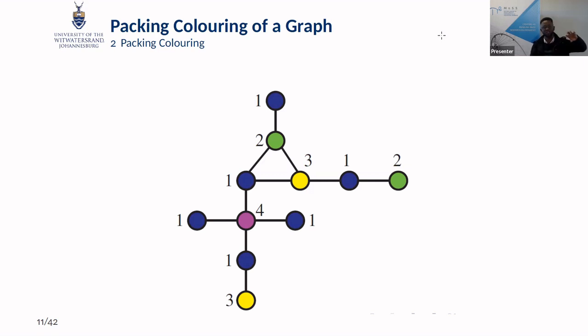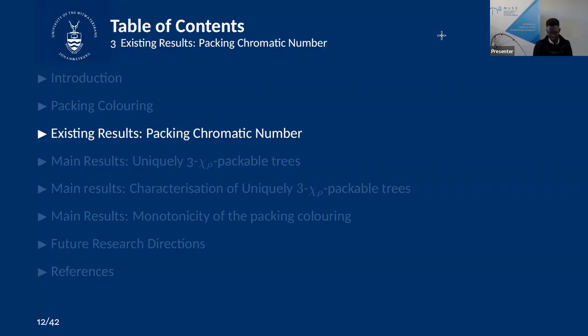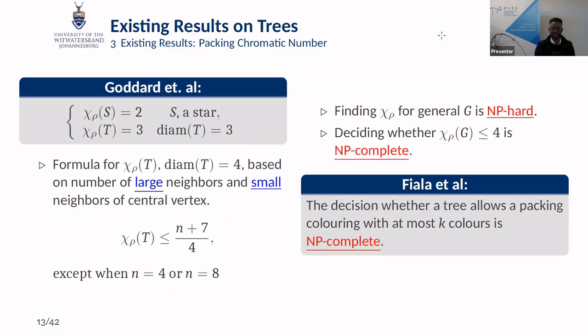So when you pick all those, you see this graph has vertices, but I can partition them into the ones colored 1, the ones colored 2, and then the ones colored 3 and 4. And they must obey an I pattern. That means we now have a packing coloring of the G. So I'm going to give a little bit of results on trees, and then we go to our main result.